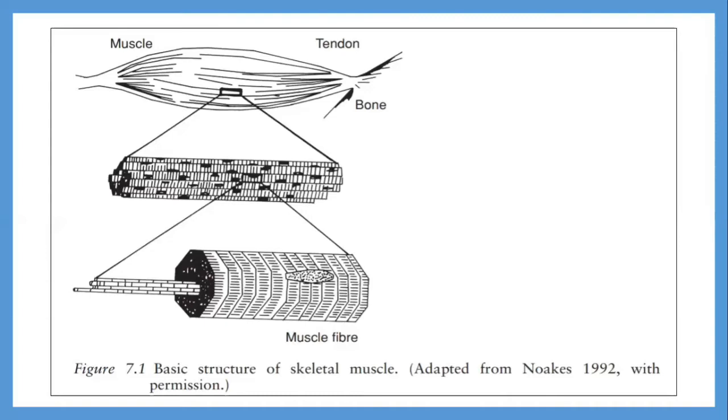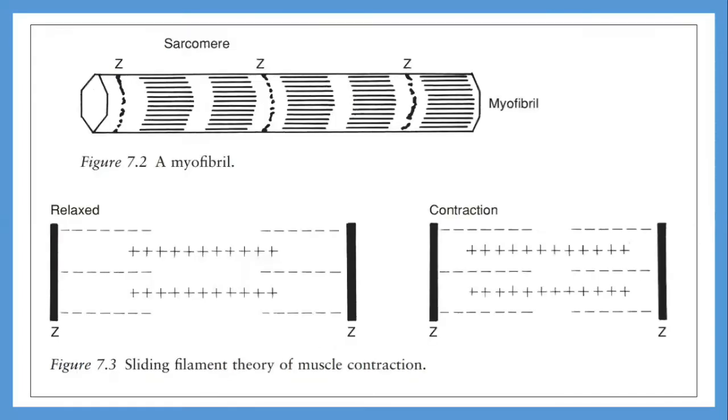Nerves and blood vessels are located in the connective tissue, and each muscle fiber consists of many smaller myofibrils, which consist of an alternating series of sarcomeres and Z-bands, as you can see on this figure. And as you can see on figure 7.2, this is an example of myofibril. And for figure 7.3, this is the sliding filament theory of muscle contraction. Now, as you can see, a myofibril is split up into a number of sarcomeres arranged in series, as you can see on figure 7.2.